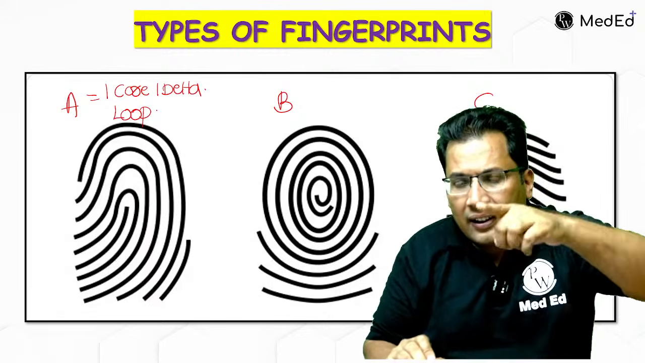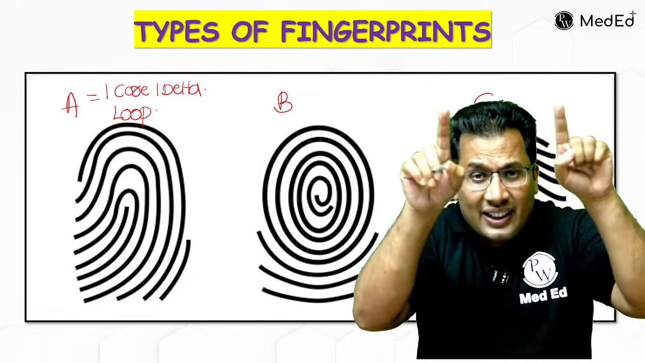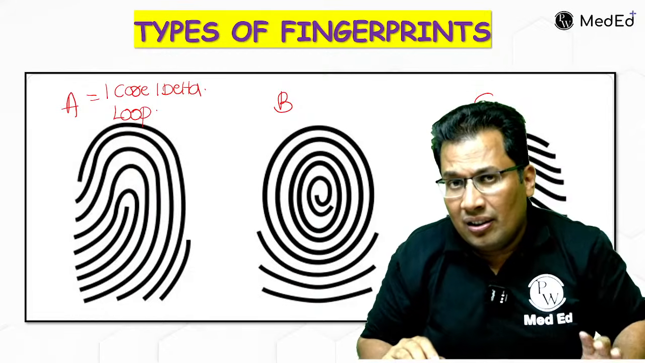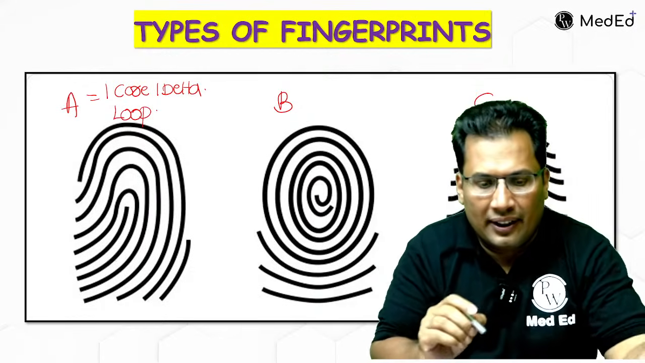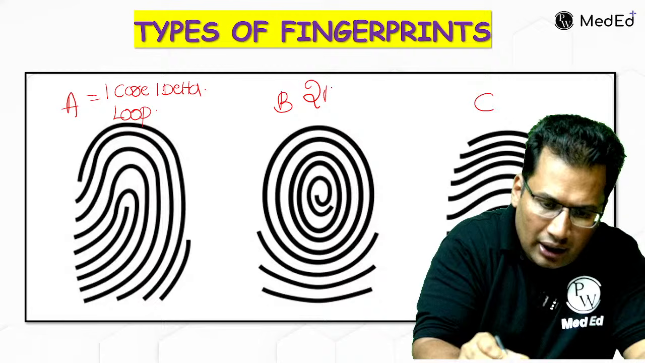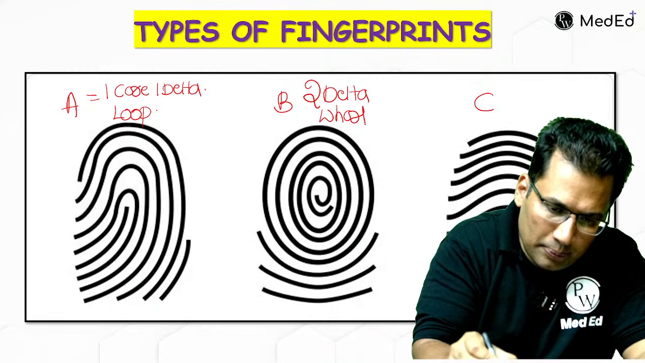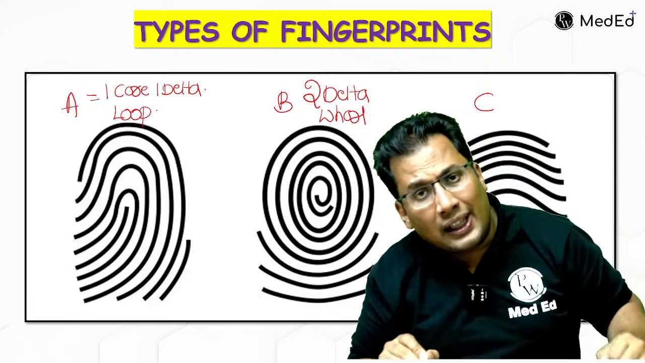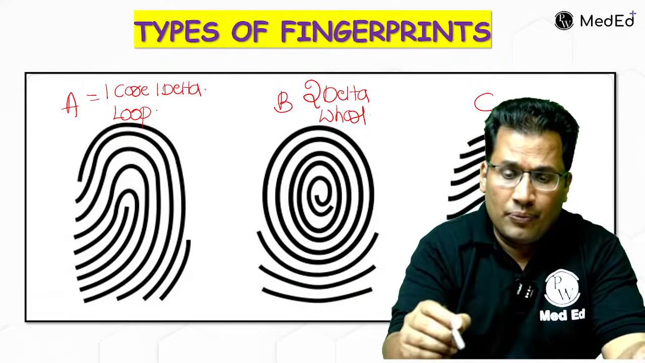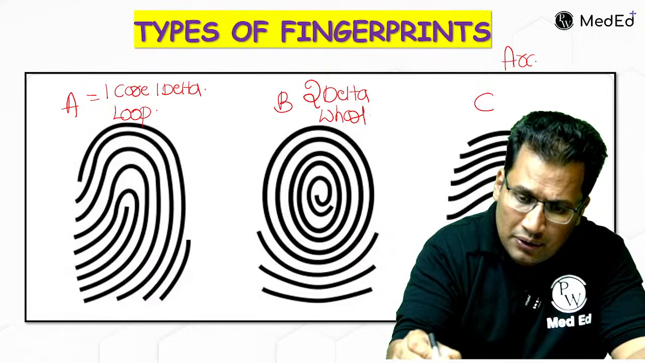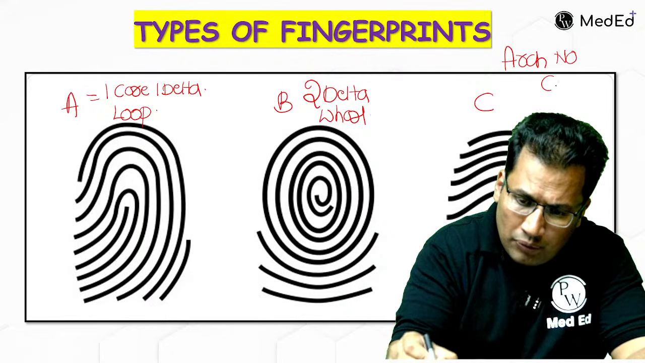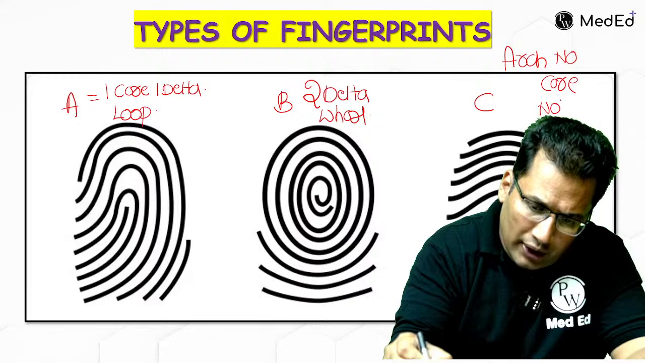If a central circle, a 360 degrees circle, is there, with 2 delta, then it is oval. 2 delta, that is oval. No core, no delta, that is basically arch. So arch is equal to no core, no delta.